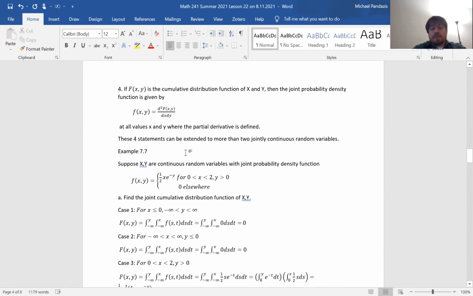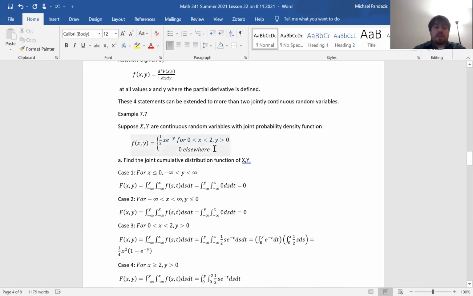Example 7.7. Suppose x, y are continuous random variables with joint probability density function f of x comma y, which is equal to this. Okay, so only when x is between 0 and 2 and y is positive do you have a possibly non-zero probability. It is 0 everywhere else. A, find the joint cumulative distribution function of x, y.